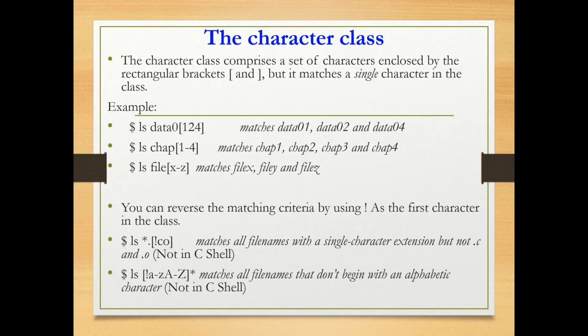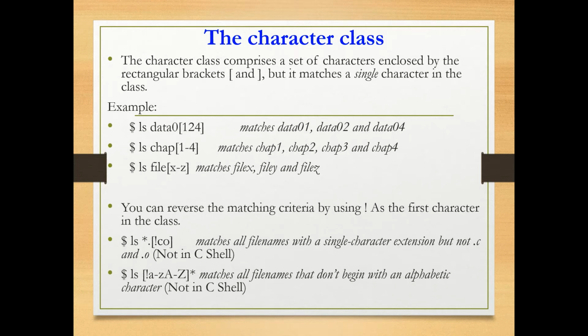Below slide shows the character class. The character class comprises a set of characters enclosed by a rectangular bracket, but it matches a single character in the class. For example, ls data[124] matches data01, data02 and data04. Another example, $ls chop[1-4] matches chop1, chop2, chop3 and chop4 files.